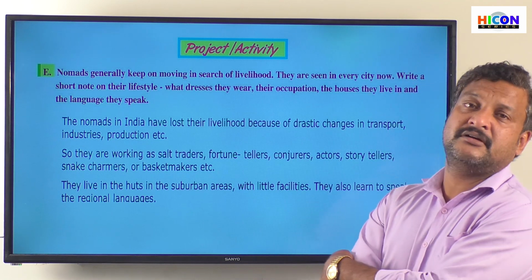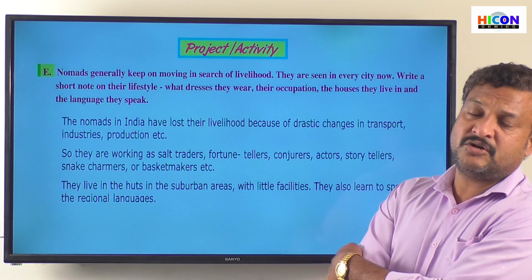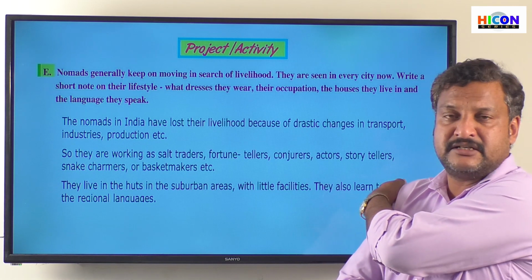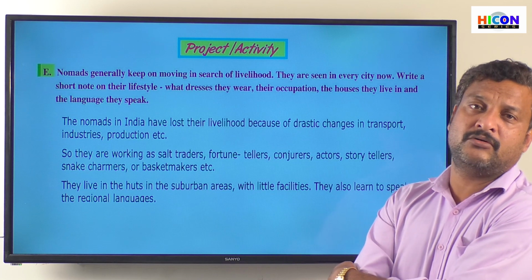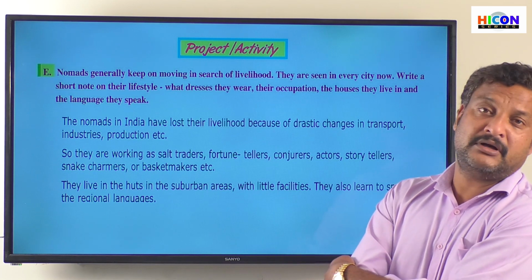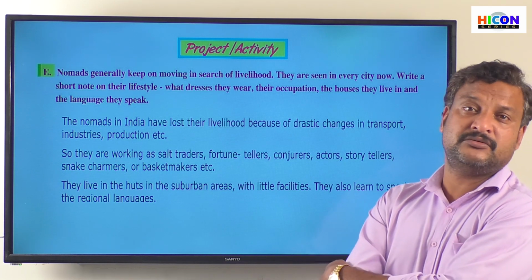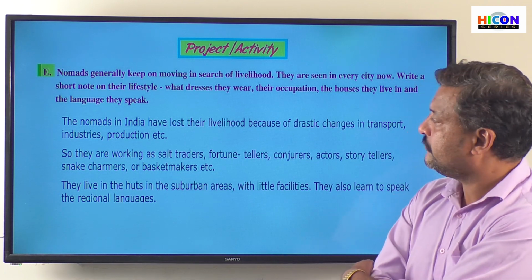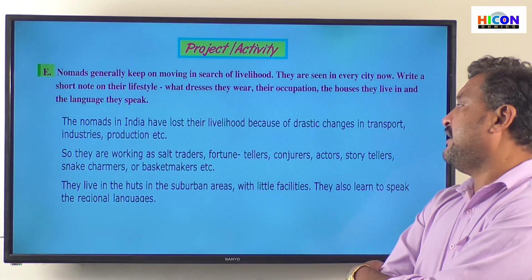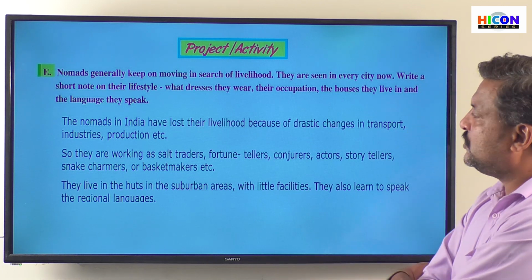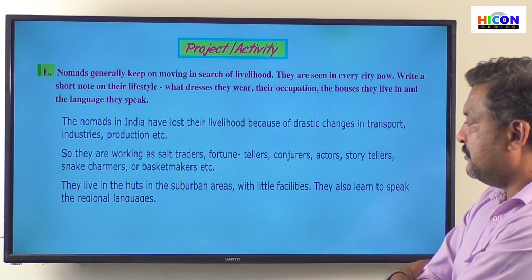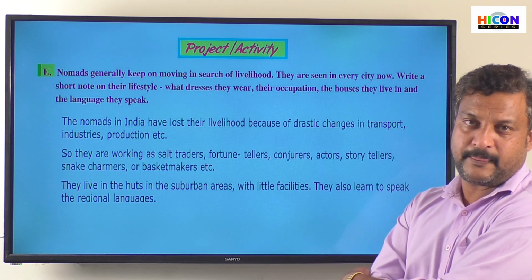Which is faster, cheaper. So now people depend on those kinds of methods rather than the Banjaras. And now Banjaras have got no occupation. So now they wander throughout the nation in search of something to live upon. So they are working as salt traders, fortune tellers, conjurers, actors, storytellers, snake charmers, basket makers, etc.